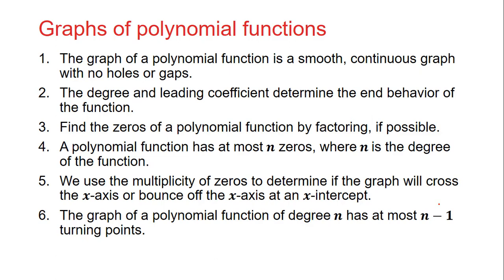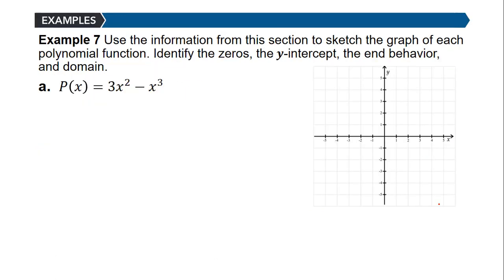And we know that the graph of a polynomial function has at most n minus 1 turning points. So we want to use information from this section to sketch the graph of each polynomial function, identify the zeros, the y-intercept, the end behavior, and the domain. We have the function p of x equals 3x squared minus x cubed.